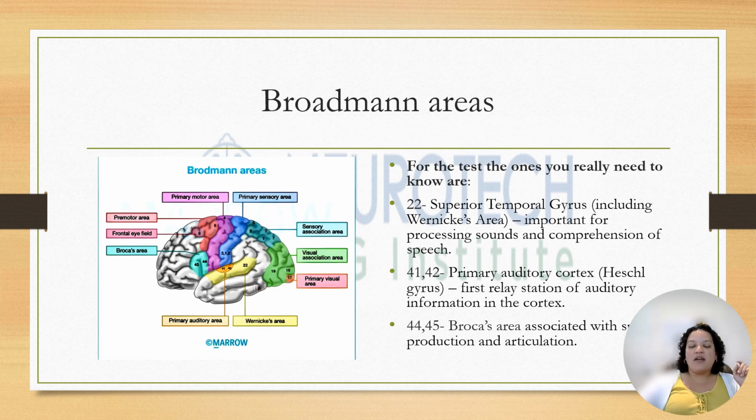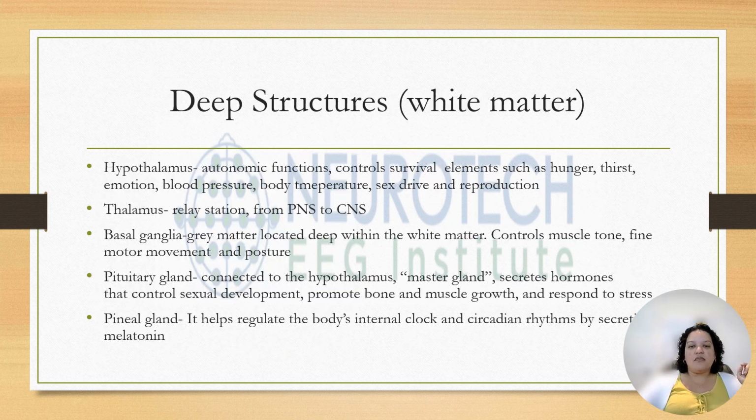So Broca's area is associated with speech production and articulation. So that's your Brodmann areas. That's all you need to know for the test. Don't stress about it. Now let's go deeper into the brain.